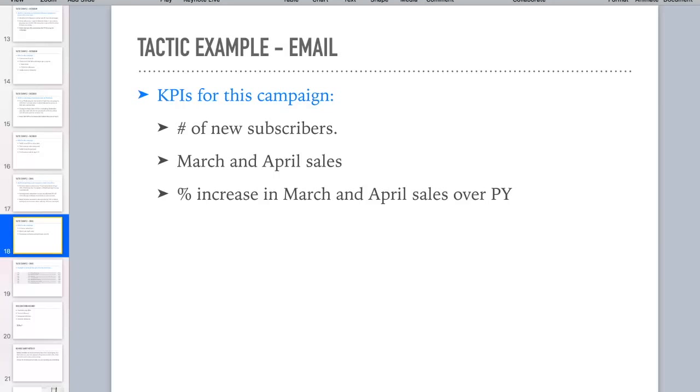And you also want to be able to speak to that percentage increase in March and April sales by pointing to the conversion rate increase and to the click-through rate increase.